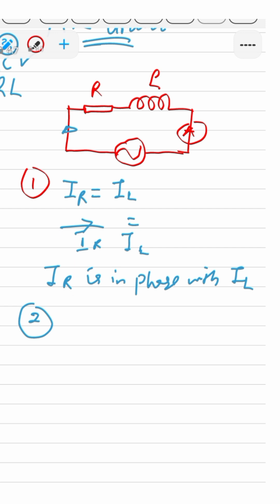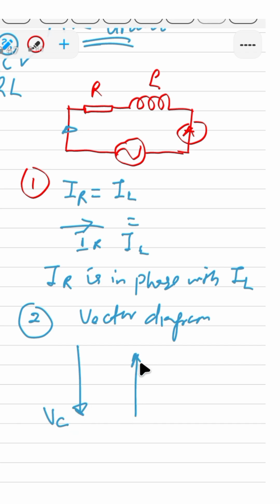Now for the second one, let's get our diagram. I want to get the vector diagram. Remember what I told you about inductor voltage. Inductor voltage always leads, so it always points up. Capacitor voltage always points down. VC always points down. VL must always point up. VR must point in the right hand direction. Hope you remember that one.